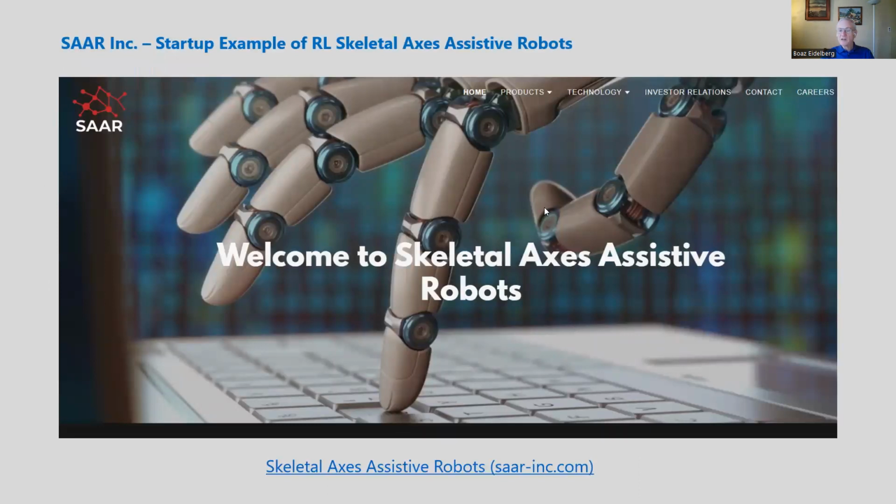This is pretty much the steps that Star Inc., the company I work for, did, and that's a startup example of reinforcement learning Skeletal Access Assistive Robots, SAR. And we have here a website, and you could get into it and see some of the products and the technology. Some of the investor relationship is still confidential. You see, by the way, that the icon over here is a neural network.